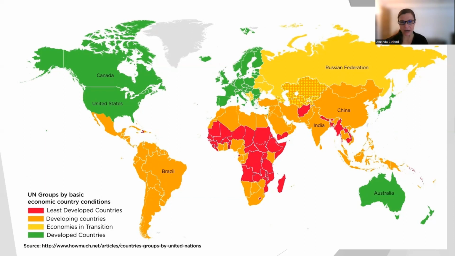So we want to be very careful when we're buying from, especially these countries that are in red or in orange, because these are potentially very risky for us. They might not have the same level of environmental standards or human rights standards that we have in more of the developed countries.